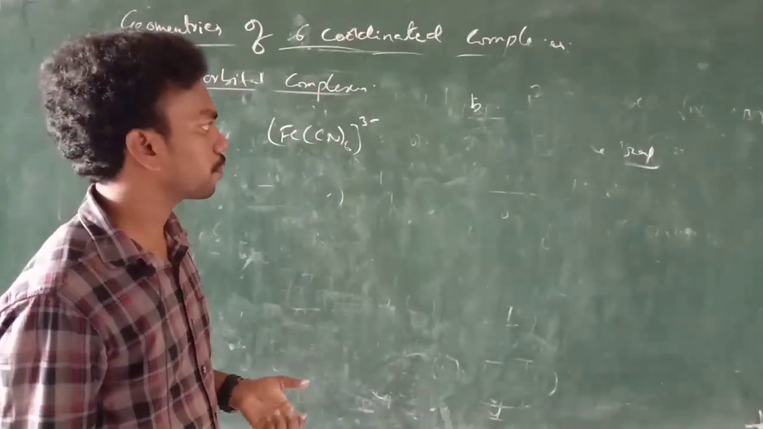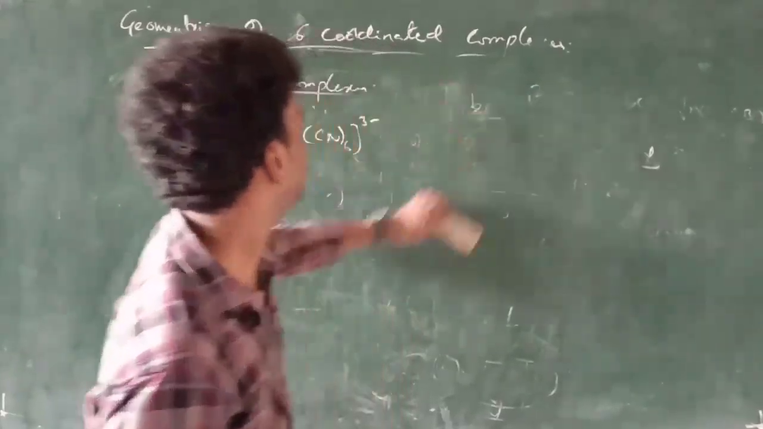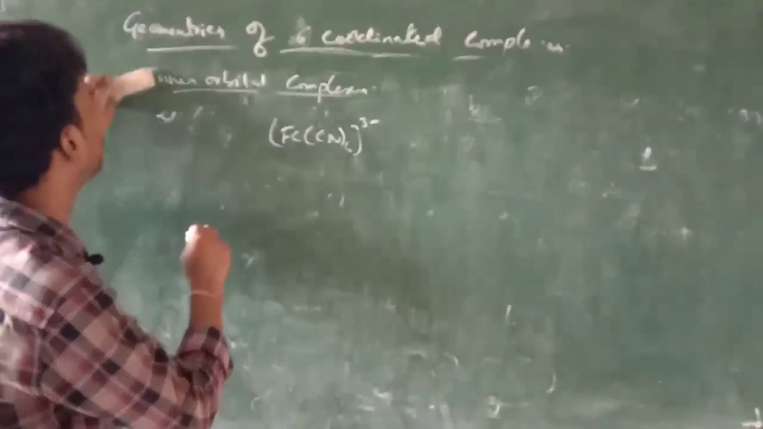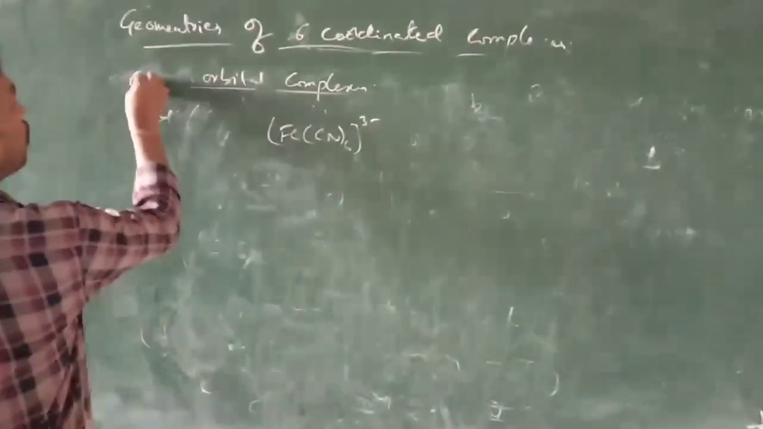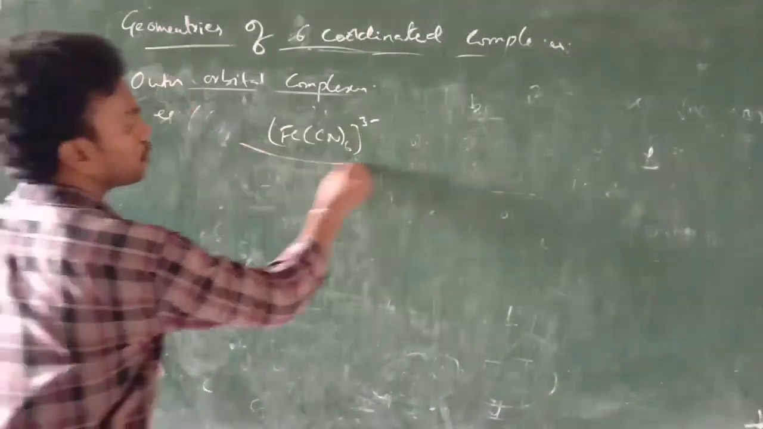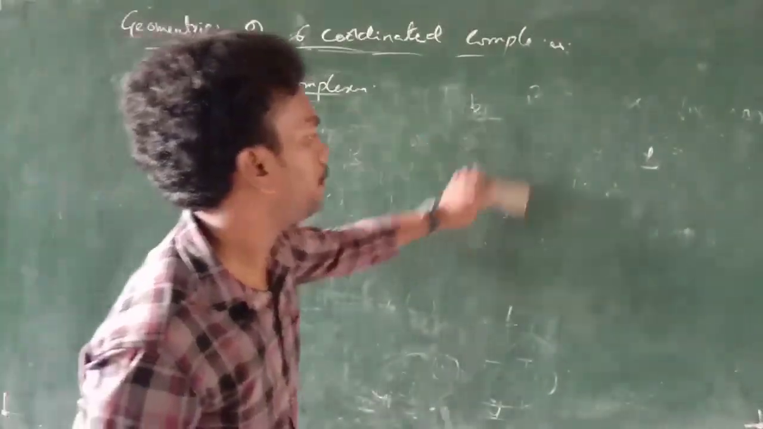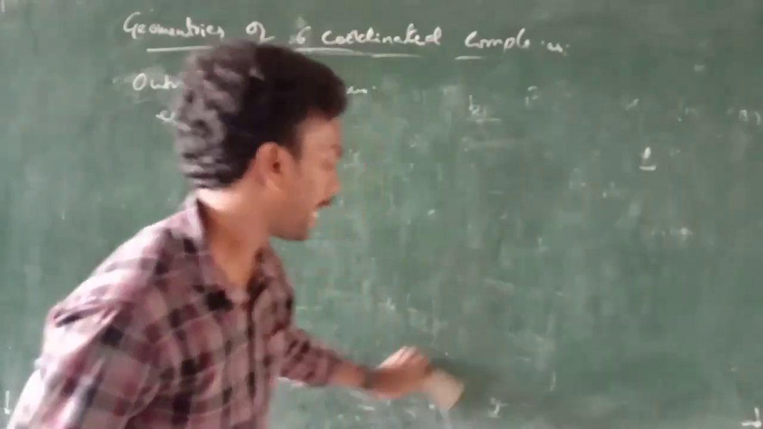Okay, right. Next, outer orbital complex. So this complex you have to try. Okay, so you need to pick your pen and paper, write it down and practice.